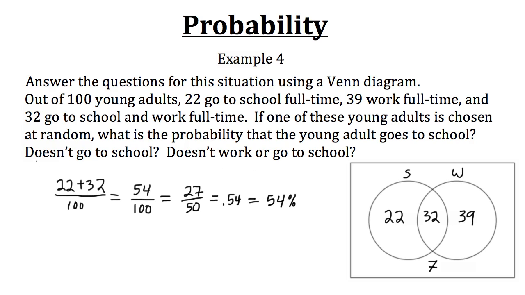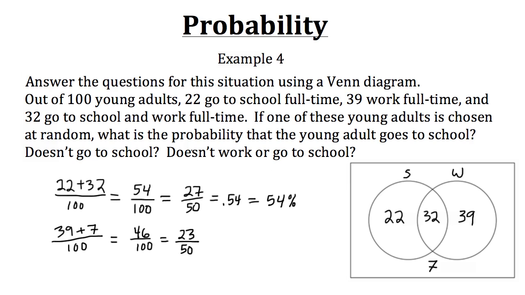Now, what's the probability that the young adult doesn't go to school? Well, these people who only go to work don't go to school, and also these 7 people who don't do school or work also don't go to school. So we would have this 39 plus 7 who don't go to school. So 39 plus 7 over 100. And that would give us a probability of 46 out of 100. Now again, we could reduce this if the fraction's reducible, which it is. And that gives us 23 out of 50. So that would be our probability for this case.